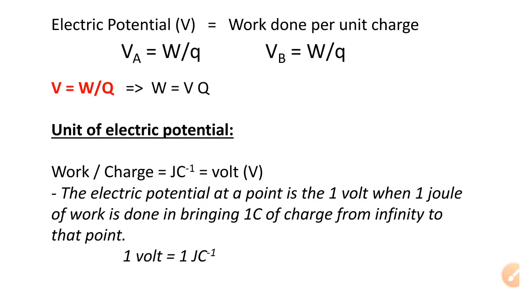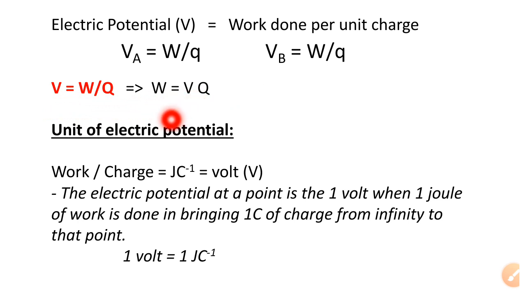So now what is the formula for potential? Electric potential is work done per unit charge, for 1 coulomb of charge, so it is W by Q. Potential is denoted with the capital letter V. So VA, the potential at point A, is equal to WA, the work done to carry the test charge to point A, divided by Q, and at the point B it is WB by Q. In general we can write V equals W by Q, or the work done is equal to V into Q, that is potential into charge.